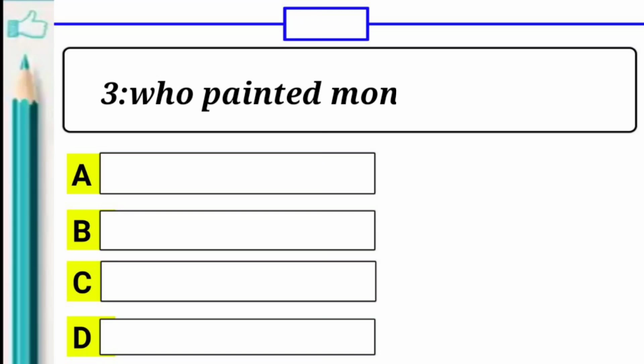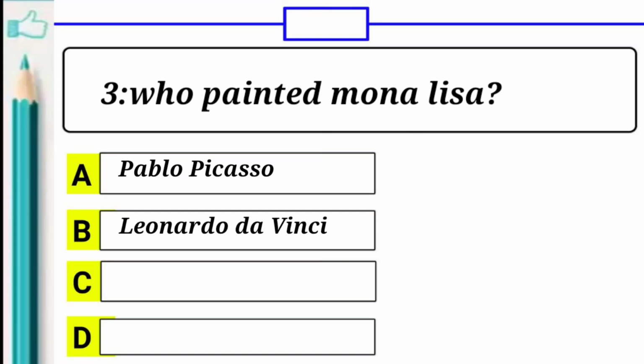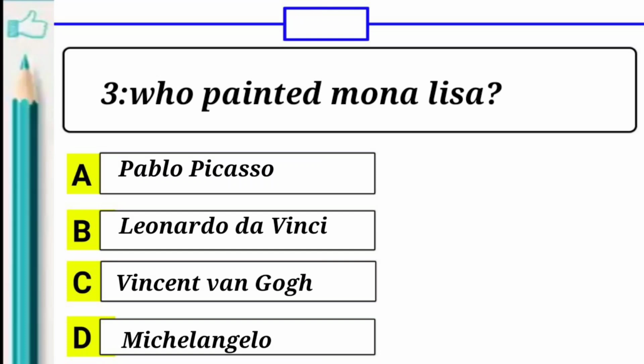Question 3. Who painted the Mona Lisa? A. Pablo Picasso. B. Leonardo da Vinci. C. Vincent van Gogh. D. Michelangelo.